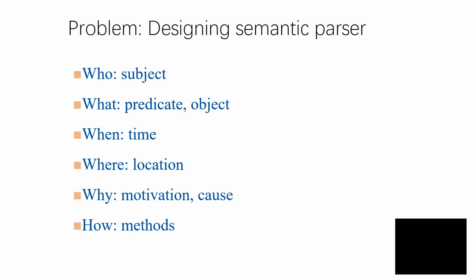We want to extract the 6 elements, which are very important key elements in the sentence. These elements are subject, predicate and object, time information, location information, the motivation of an action in this sentence, and the method of an action in this sentence. These elements can be described by the words who, what, when, where, why, and how. So the problem is that we want to extract these elements in the sentence that we have.